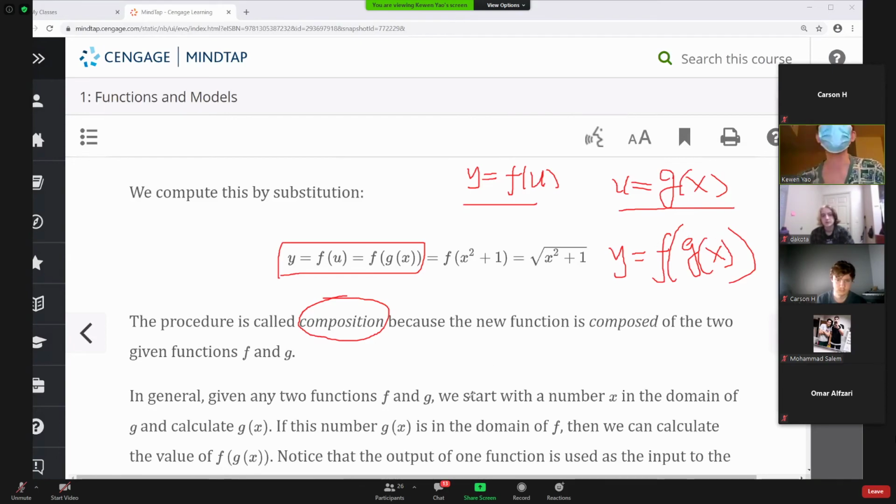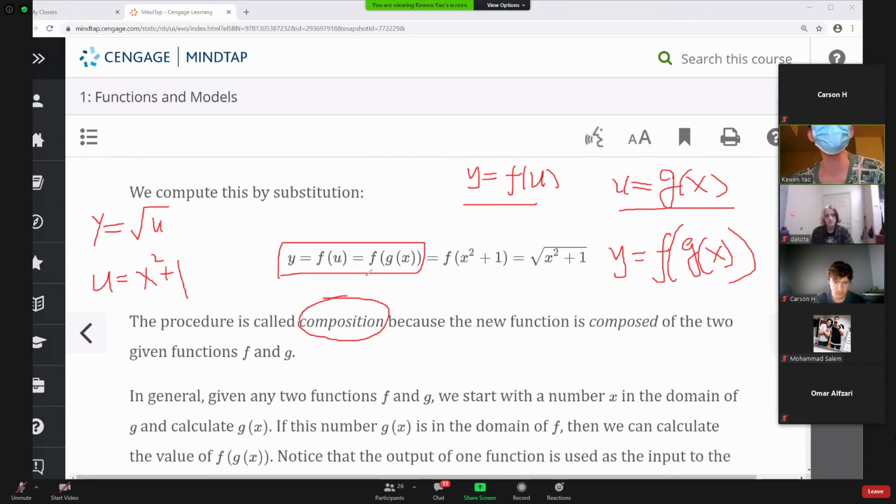All right. So now let's do some examples here. Y equals square root of U, and U equals X squared plus 1. How to combine them? Y is the square root function, square root of U, right? U is a polynomial, a quadratic polynomial, X squared plus 1. How to combine them? Easy. Replace U by what? By this, right?